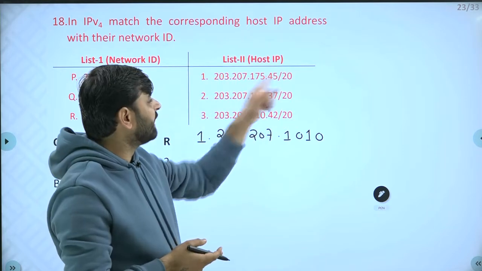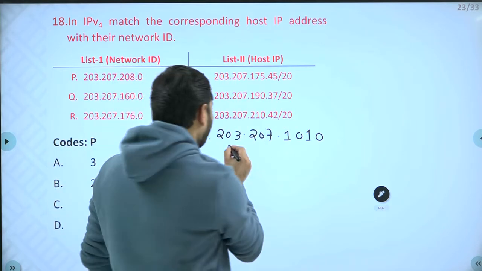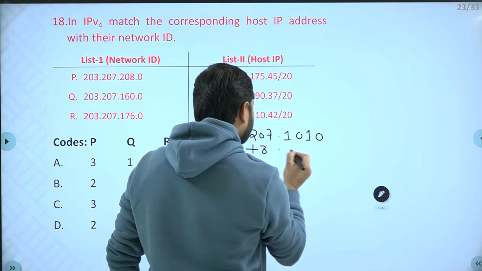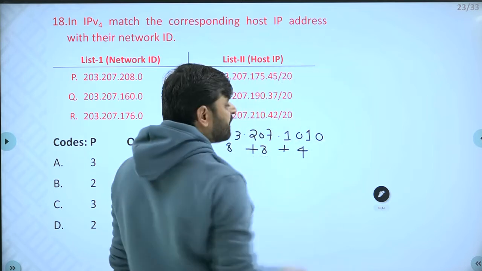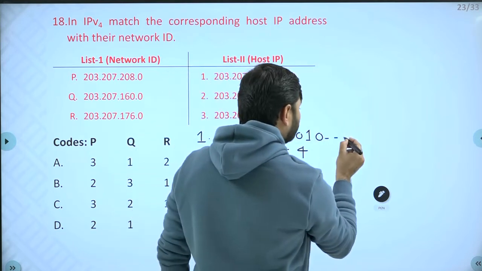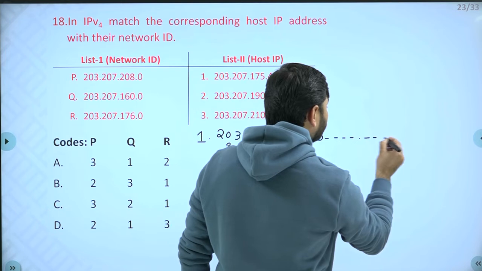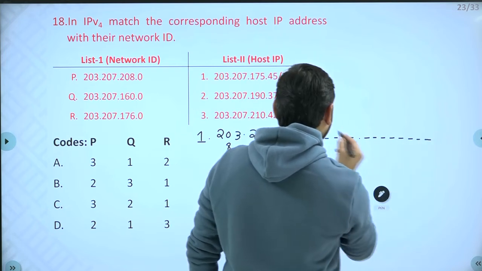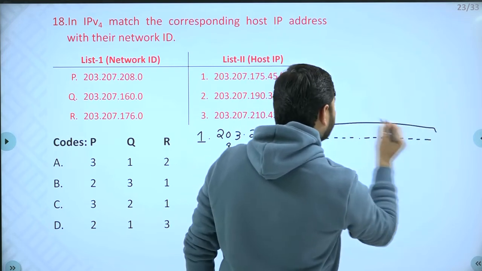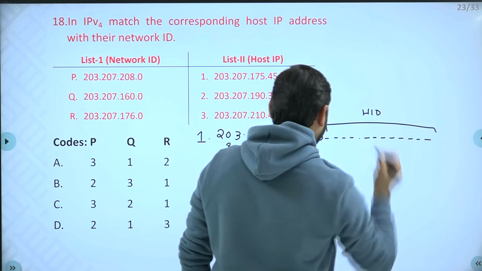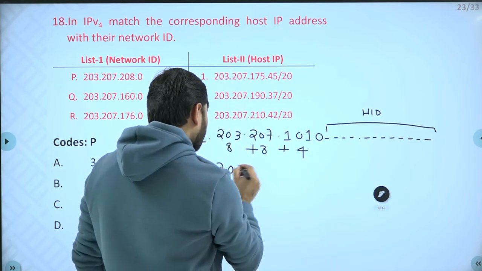Why? Because the network ID is how many bits? 20 bits here. So we have to focus on this 8 bit, this 8 bit, and this 4 bit. The remaining bits represent the host ID: 1, 2, 3, 4, dot, 1, 2, 3, 4, 5, 6, 7, 8. These remaining bits represent the host ID part. No need to convert, my dear friends.